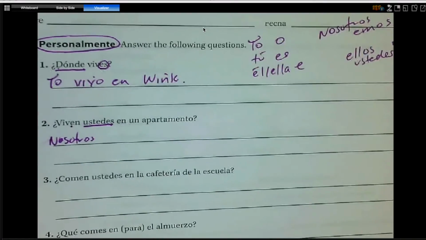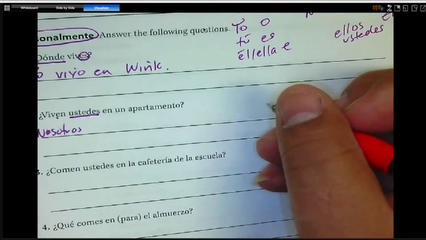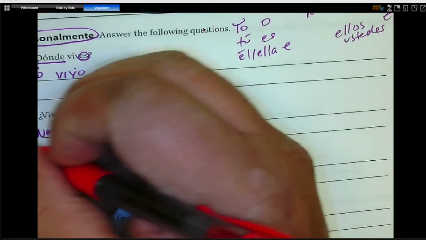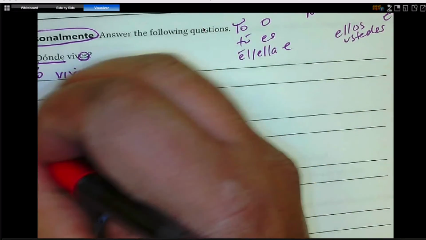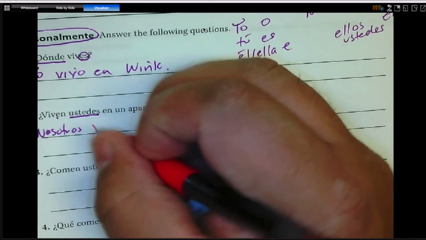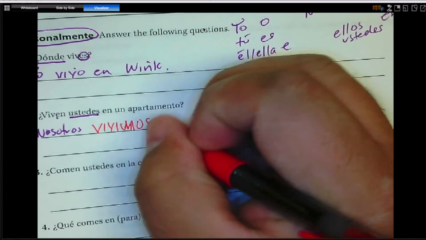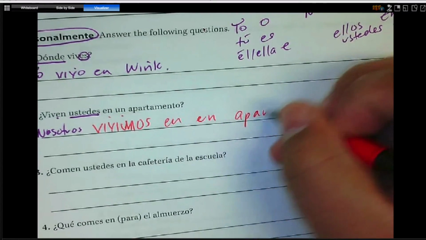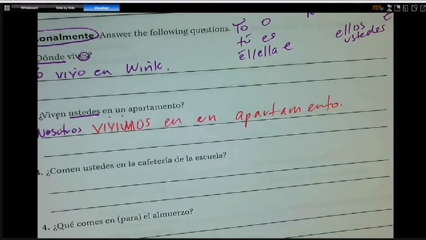Okay? So, ¿viven ustedes en un apartamento? Do y'all live in an apartment? Sí, or no. Right? So if we said yes, nosotros, sí, yes, nosotros vivimos en un apartamento. Or if you don't, no, nosotros no vivimos en un apartamento.